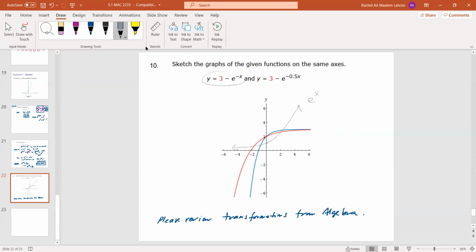So for example, when you do this, it has this negative x, which means it's going to be a reflection over the y-axis. Then you have this negative, which means an x-axis reflection. So this graph now is going to switch this way.